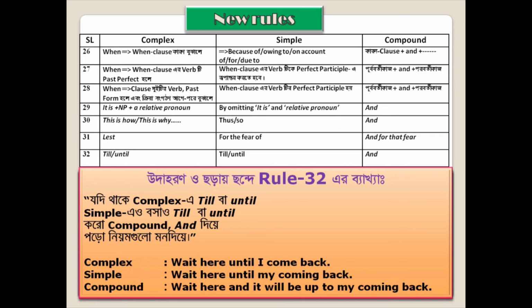For example, complex: Wait here until I come back. Simple: Wait here until my coming back. Understand? Compound: Wait here, and it will be up to my coming back.